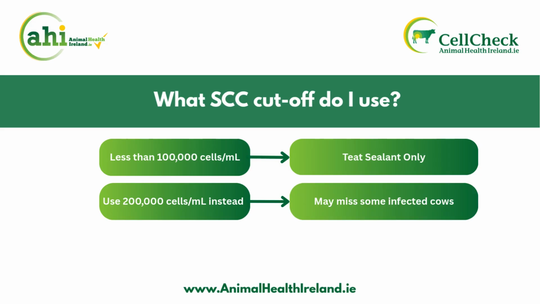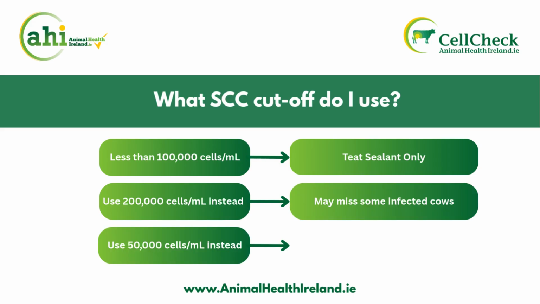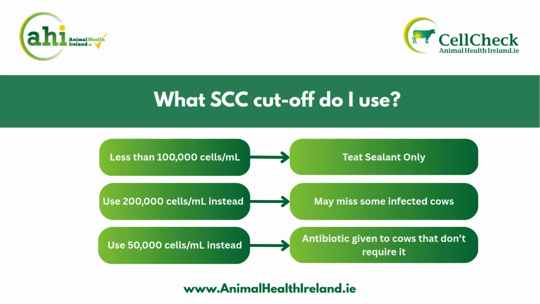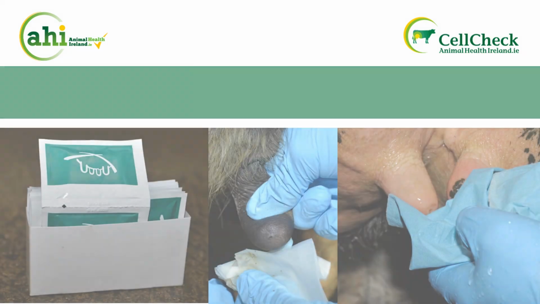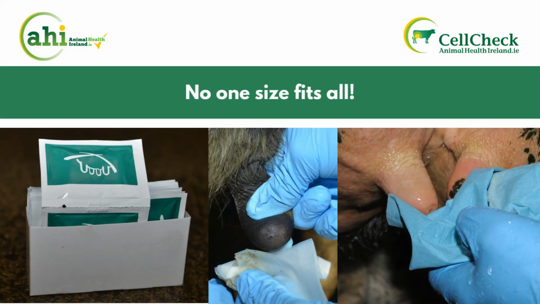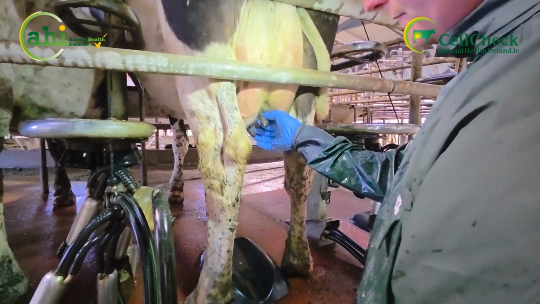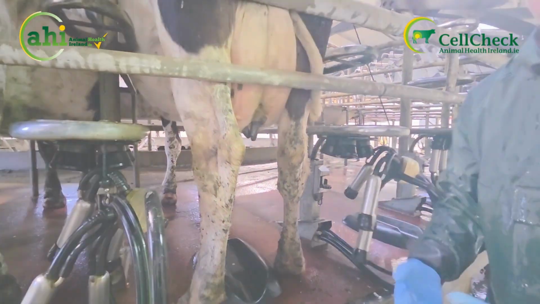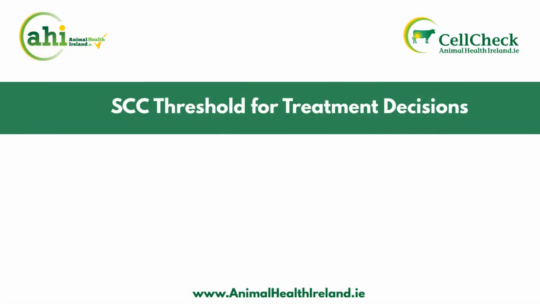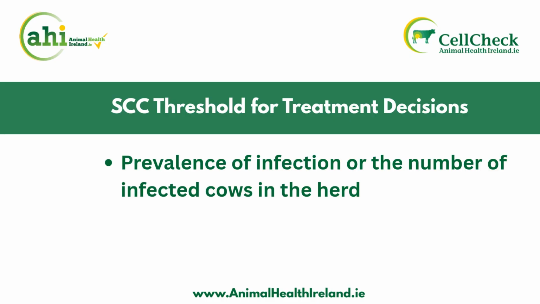On the other hand, if you use a lower SCC level, say 50,000 cells per mL, you will end up giving antibiotic dry cow treatment to some cows that don't require it. For farms in the early stages of adopting a selective dry cow treatment plan and starting cautiously, they might consider using that lower SCC level of 50,000 cells per mL and increasing this over time. The SCC threshold for making treatment decisions might also be influenced by things like the prevalence of infection in the herd. In other words, the number of infected cows in your herd, and is something that should be agreed between you and your vet.